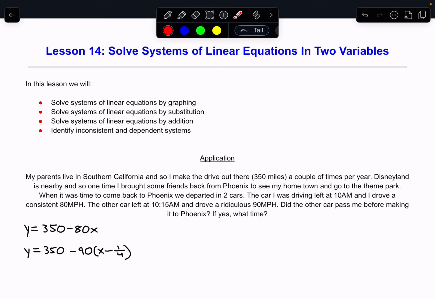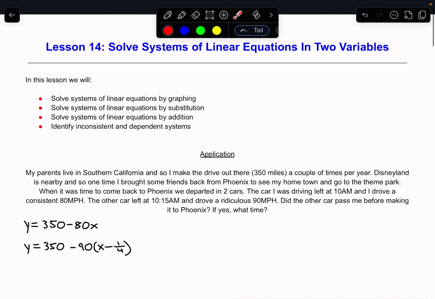So now one of these equations I have down below is actually pretty easy to acquire because we've learned how to graph already in this class. So the fact that I left at 10 a.m., drove 80 miles per hour, and the trip was 350 miles, allows me to pretty easily write this 350 minus 80x equation, where 350 is the starting distance, and this negative 80, because I'm driving 80 miles per hour, every 1 hour, which is what x represents as hours, every 1 hour I get 80 miles closer. So 350 minus 80x is going to give me how far away I am after x hours.